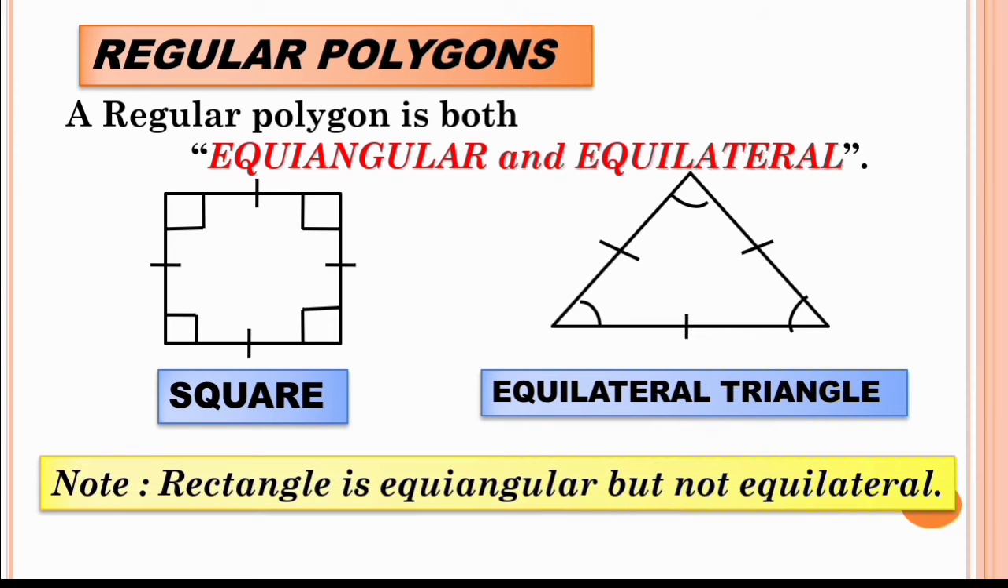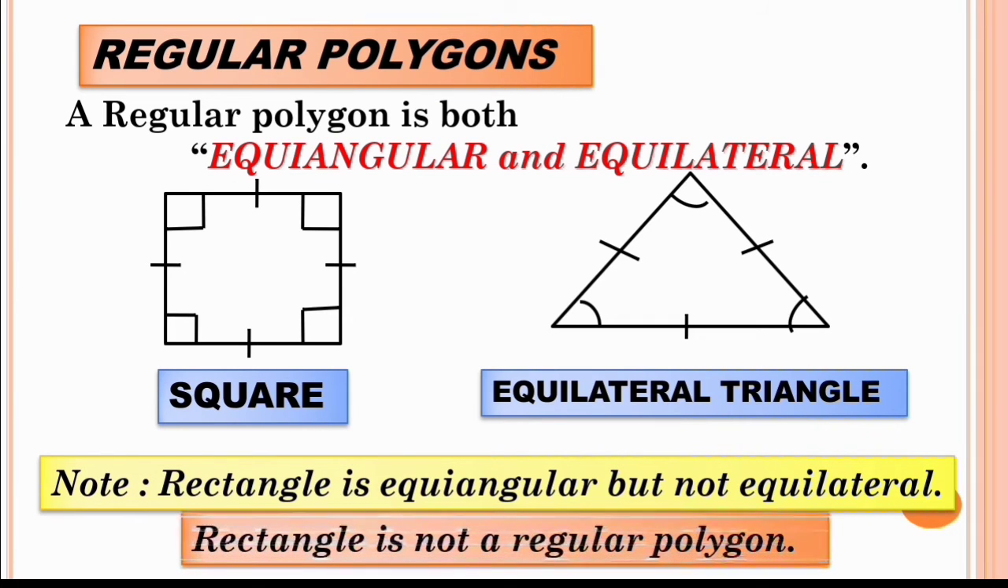What can you say about a rectangle? As we know, students, a rectangle is equiangular because all angles are equal to 90 degrees. But a rectangle is not equilateral because in a rectangle opposite sides are equal to each other. So a rectangle is not a regular polygon.